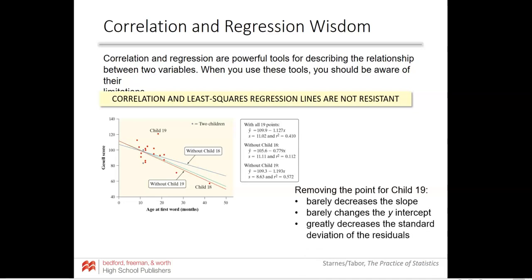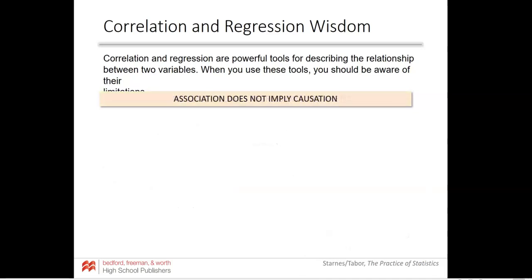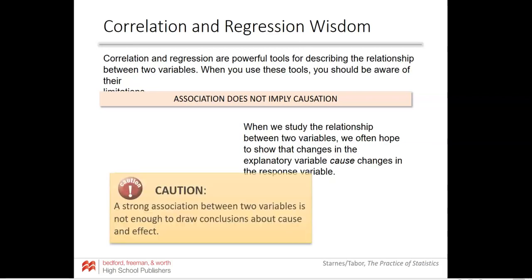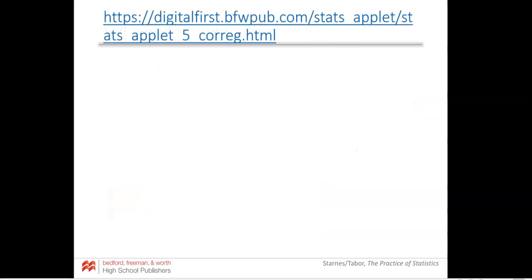But they affect things differently depending on where the points are. Again, association does not imply causation. Often people will say one causes the other thing to happen. We predict it, but we don't cause it to happen.